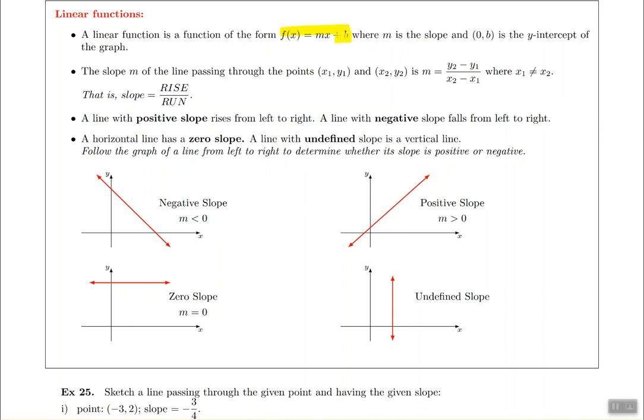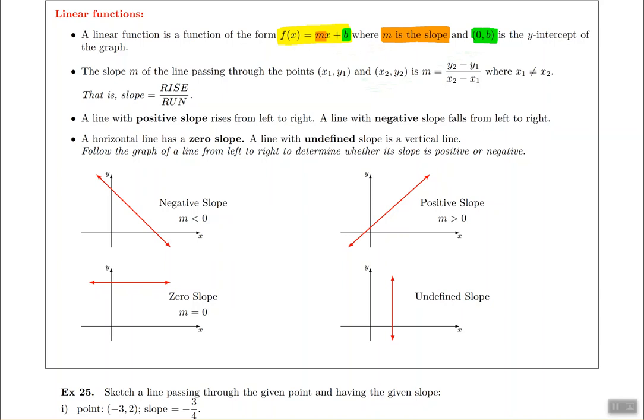f of x is equal to mx plus b, where m and b are some random numbers, and x is the variable that we call the independent variable. So m represents the slope of the line. So m right there is the slope, which is a number that indicates how steep the line is. And b, the second number in the list, is a number that indicates where the line crosses the y-axis. We call that the y-intercept.